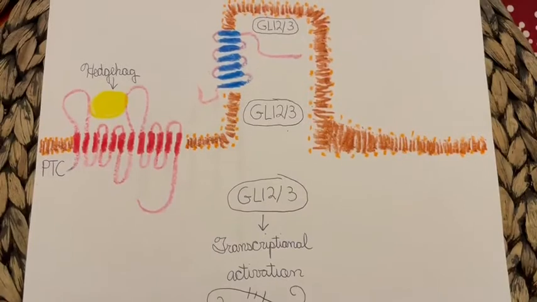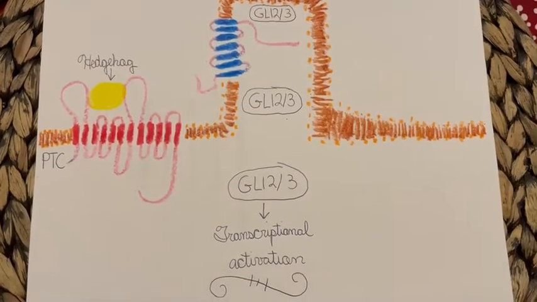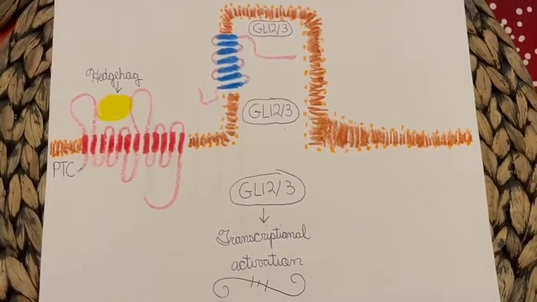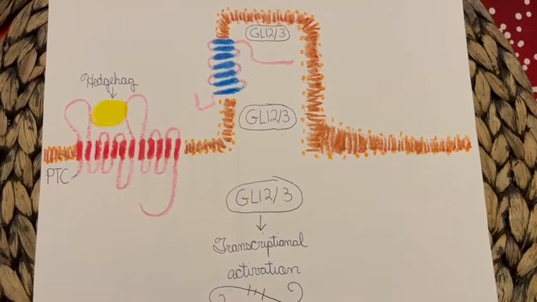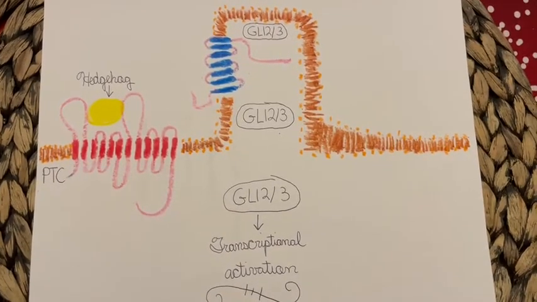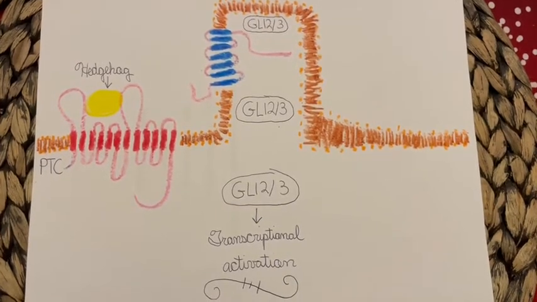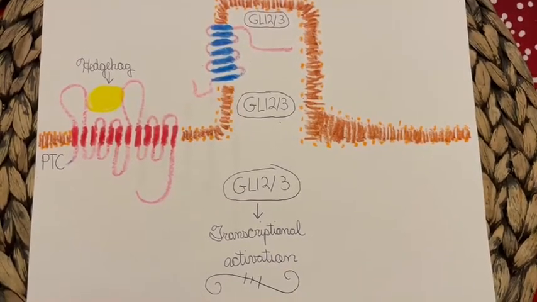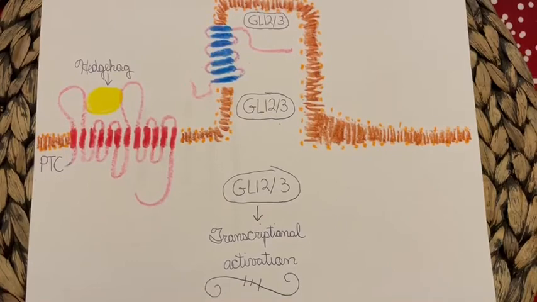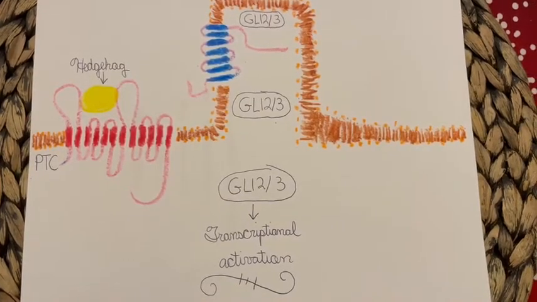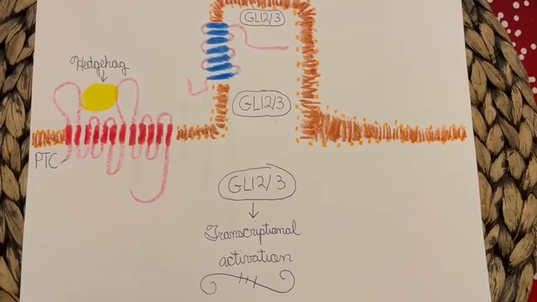In this next image, we see that hedgehog is now bound to patched. With hedgehog now being bound to patched, patched no longer is repressing smoothened. With smoothened not being repressed, it moves to the primary cilium where it can activate the Gli proteins. Now that the Gli proteins are activated, transcriptional activation is now possible and proceeds.